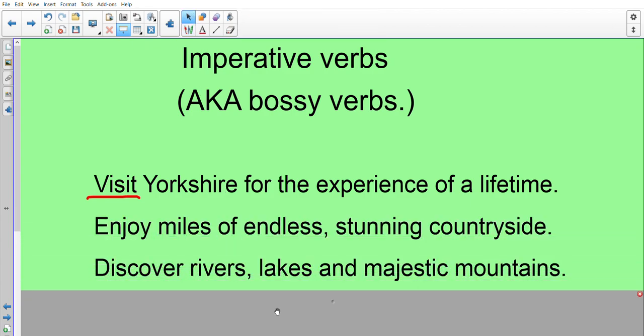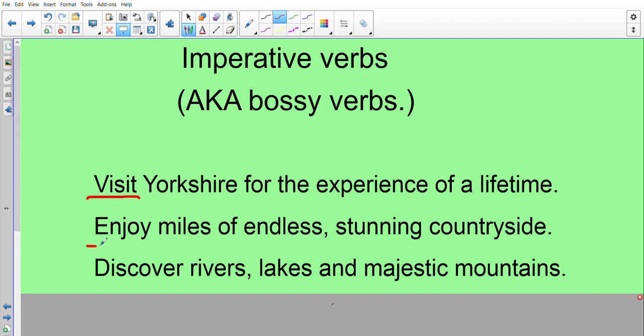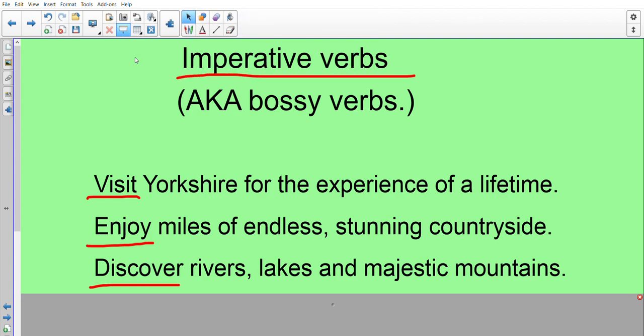I'd like you to look at these two here and see if you can pause the video and identify the imperative verbs here, please. Okay, we've got enjoy. So they're telling you to enjoy miles of endless stunning countryside. And then discover, okay? So they all go at the beginning here, don't they? They're telling you to discover rivers, lakes, and majestic mountains. Okay, so we'll be on the lookout for imperative verbs today, as well as all the other features we looked at last week.